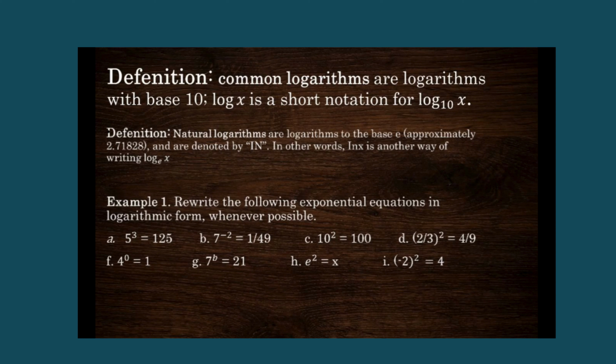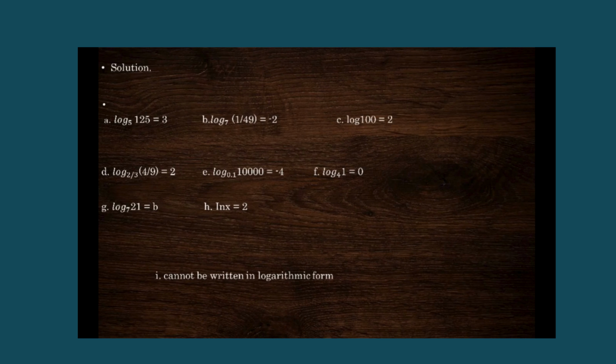So let's try this one. Rewrite the following exponential equations in logarithmic form whenever possible. So these are the answers to the ones I showed that we already solved. If you wonder, one of them cannot be written in logarithmic form because it's alright to have a negative exponent but not a negative base. So it cannot be written in logarithmic form.